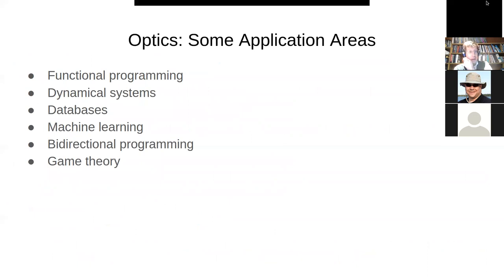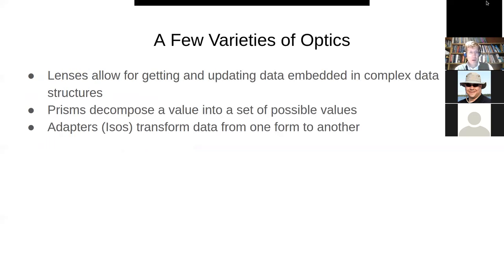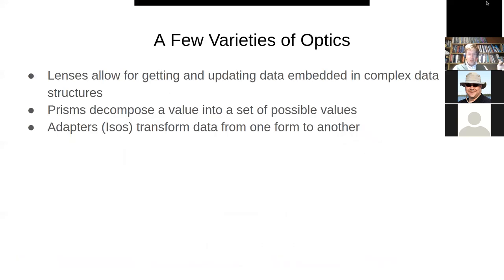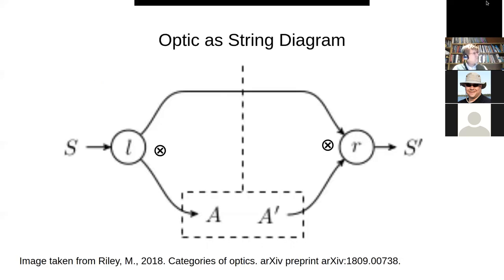And I noted that optics can play a big role within a number of different areas: functional programming, dynamical systems, which is one of our major points of interest, machine learning, bidirectional programming, databases, and game theory are some examples. Okay. And last time I noted, and this will become more relevant for us here, that optics in general, whether they're lenses, prisms, ISOs, particularly lenses and prisms, ISOs do as a kind of degenerate case, they have this sort of flavor to them.